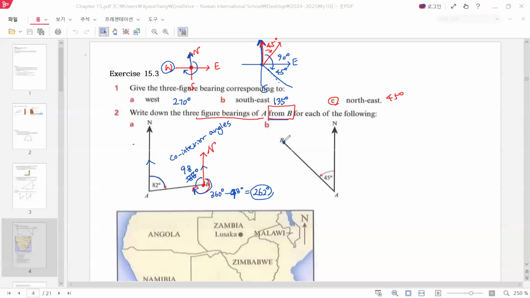So draw a north point arrow from B and let's measure this angle. Again, since they are parallel lines, can you see they are co-interior angles? Or you can use the alternate angle. This one is 45 degrees, right? And then since they are straight line angles, 180 minus 45, which is 135 degrees, is the bearing that we are looking for.